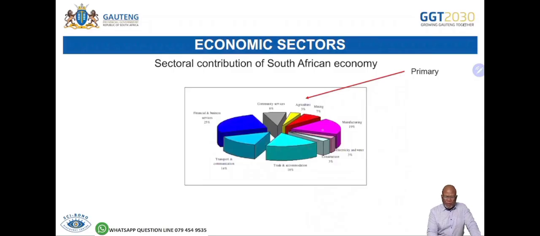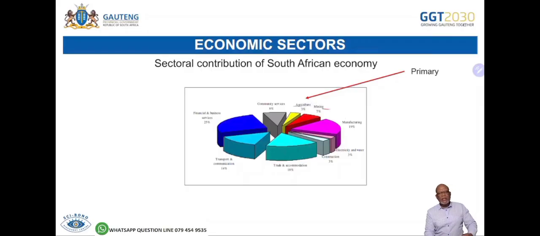What is the contribution of the primary sector from the economy? So what must you do? You must look at all these blocks and choose which one are primary activities. Then you say agriculture is primary activities, mining is primary activities. Then you go around checking which other activities here fall under primary activities. Then you add agriculture and mining together, they give you what you call 10%.